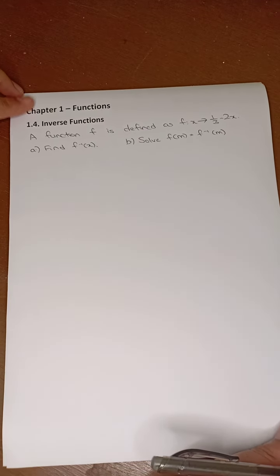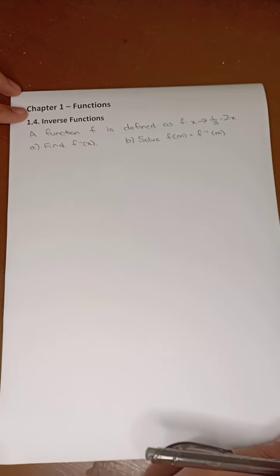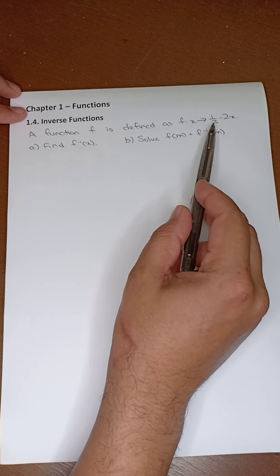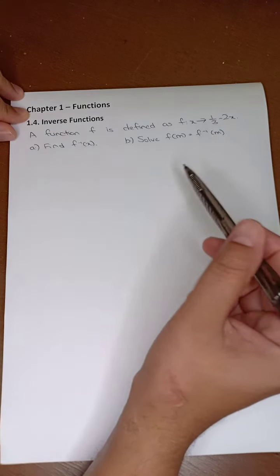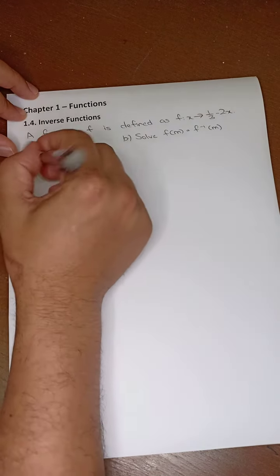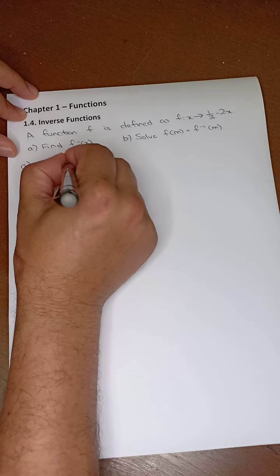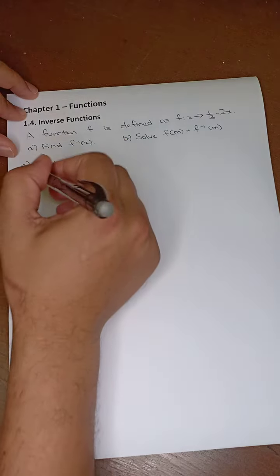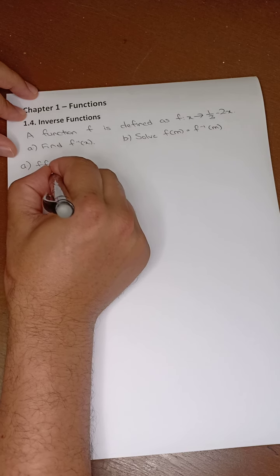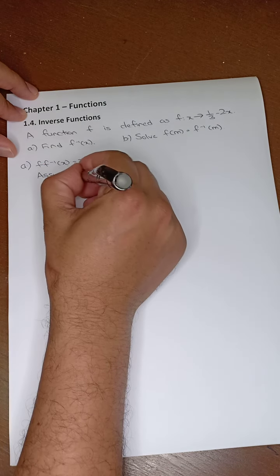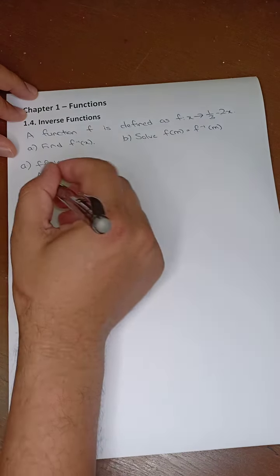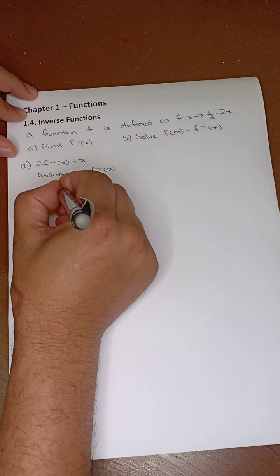Okay, hope you can see the paper. A function f is defined as f(x) maps to 1 over 3 minus 2x. Find f inverse x. So A, f inverse x equals to x. Assume y equals f inverse x. So f(y) equals x.